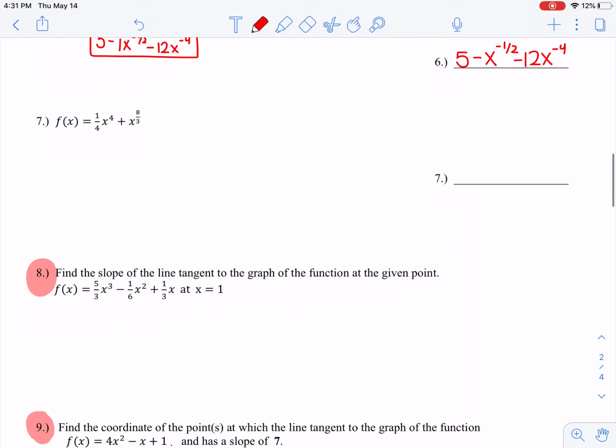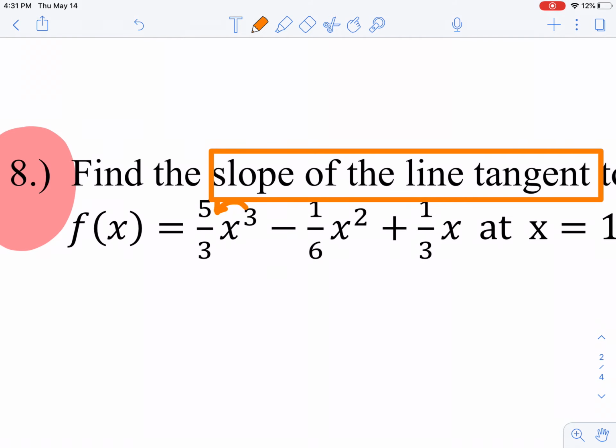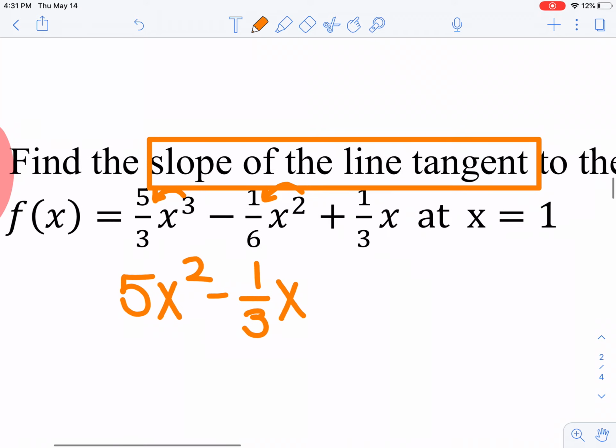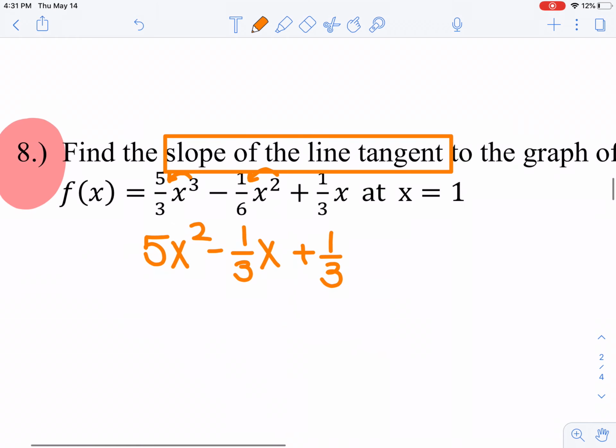Okay, number 8. It says find the slope of the line tangent. Okay, slope always means find the derivative and plug in a number. That's always what slope means. So that's what I'm going to do. Drop down 5/3 times 3 is just 5, x squared, 1/6, so 2 over 6 reduces to 1/3 x, and then plus 1/3. And that's the derivative, so that's f prime of x. And we want the slope at x equals 1.